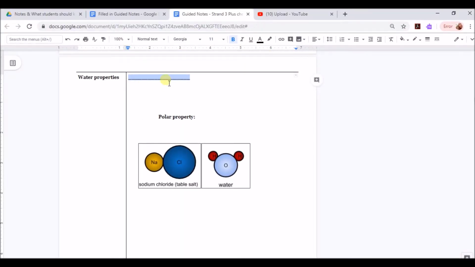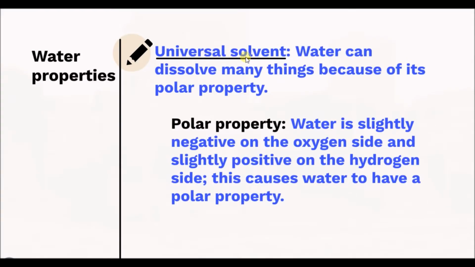So the universal solvent is where water can dissolve many things because of its polar property. We briefly talked about polar property when we were talking about chemistry at the beginning of the year, and we're going to define it again here. When we say water is a universal solvent, we just mean it can dissolve a lot of different things. We can put a lot of things inside of water and have it dissolve and be suspended in the water column evenly. Things like Kool-Aid, salt, sugar, many different substances, minerals can be dissolved in the water and float around in the water column.